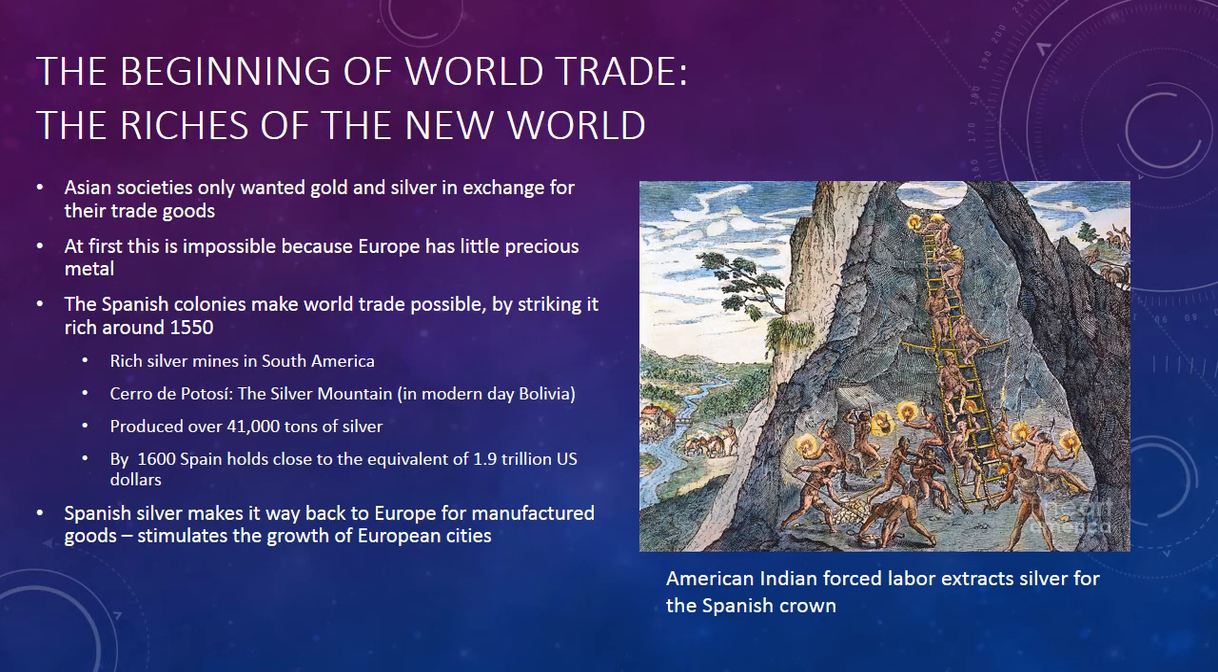So the Spanish silver makes its way back to Europe in exchange for manufactured goods that Europeans send to America. And this helps European cities to grow. Then this silver in Europe is carried by European traders to Asia, where they trade for good stuff like spices and silk and tea and other awesome things.